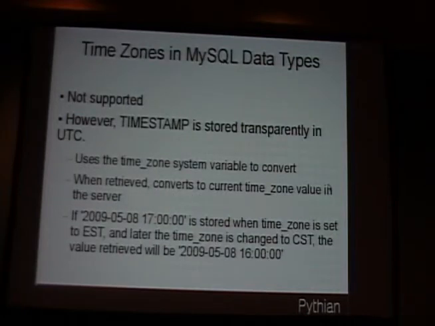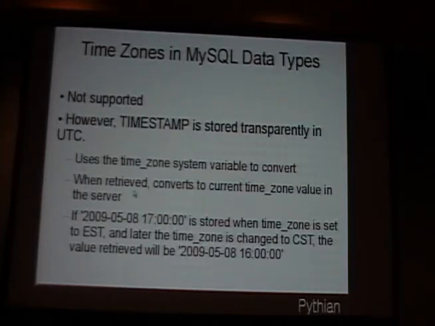Here we go. Time zones in MySQL data types are not supported. If they were supported, we would have the with time zone and with no time zone. However, timestamp, the field timestamp, is stored transparently in UTC. What does that mean? That means that if my server is in Pacific time, what is actually stored underlying is Pacific time plus 8 hours right now. And it uses the time zone system variable to convert. So whatever the time zone is set to, it actually converts. You don't see that it's stored in UTC. When it's retrieved, it converts to the current time zone value in the server.